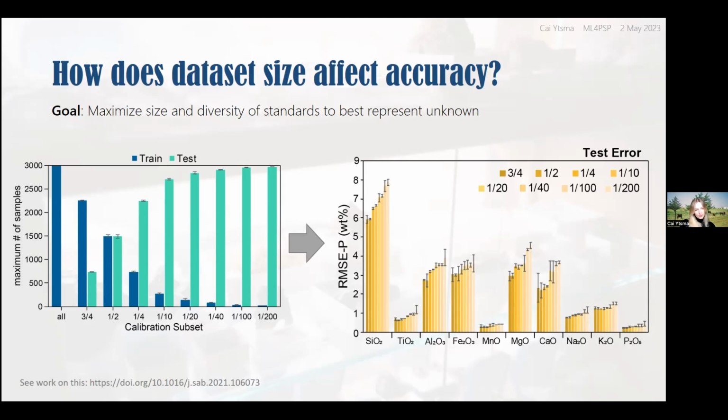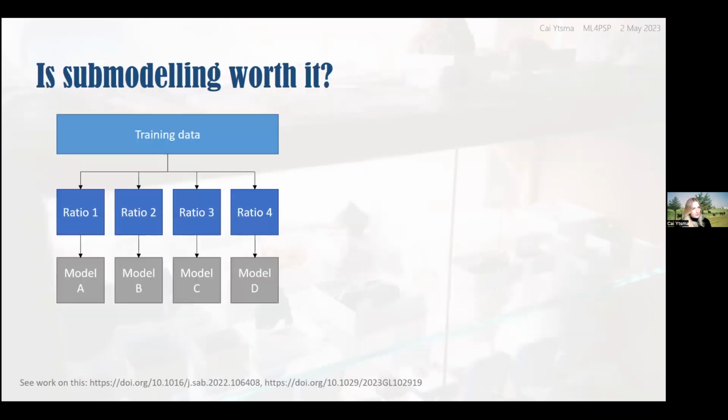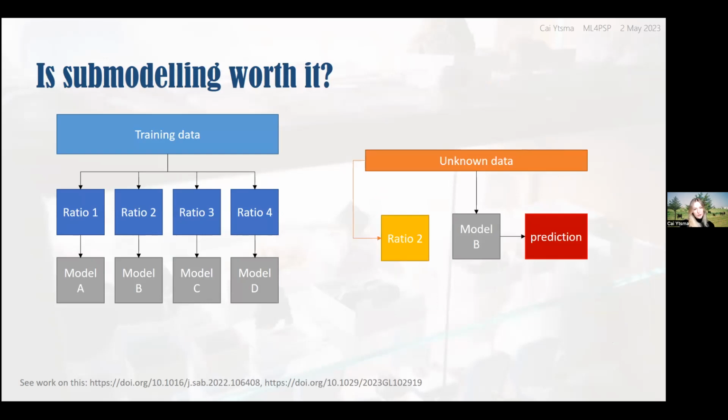And one common approach for getting creative with training data is called submodeling. Submodeling is where you classify your data by other means, for example, like a spectral peak ratio, something that we don't need to know about the data already, and we can make a suite of individual submodels of each criteria. Then you would identify which model to use on the unknown via the same process to get the corresponding prediction. So the question is, is this worth it?